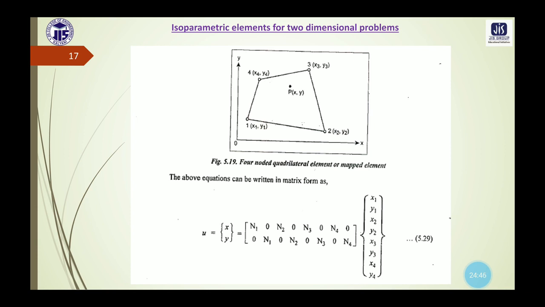In case of figure 5.19, we can see the four-noded quadrilateral element, or the mapped element, and the point P is inside this mapped element. Now these coordinates of P can also be represented in matrix form, which is our equation number 5.29.